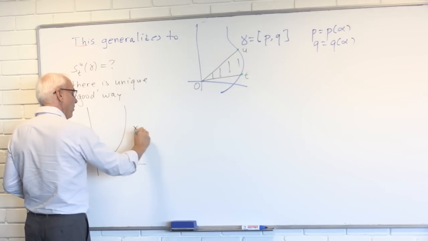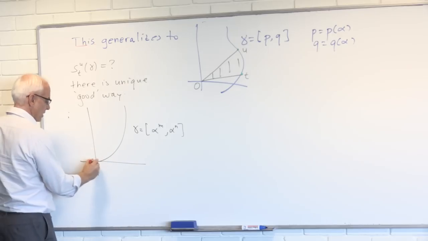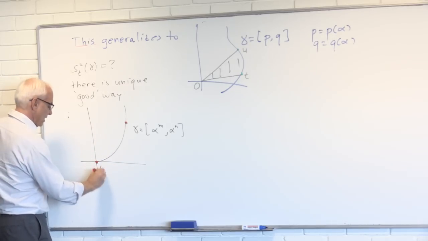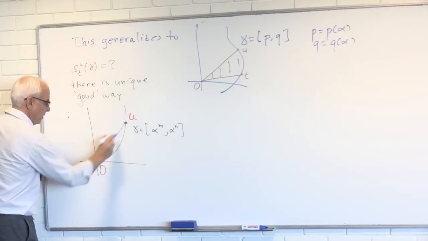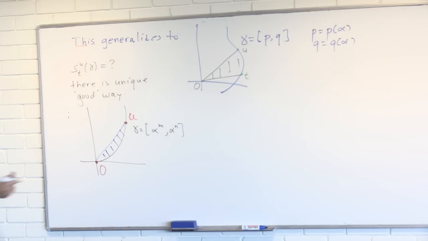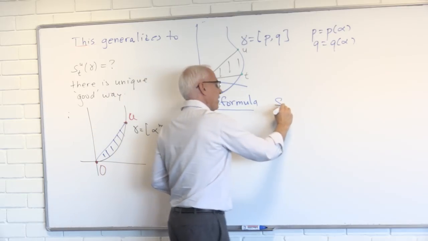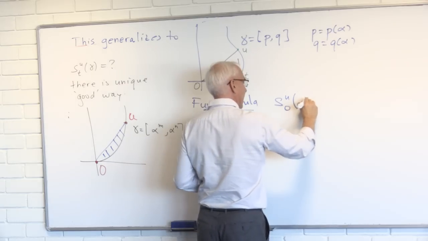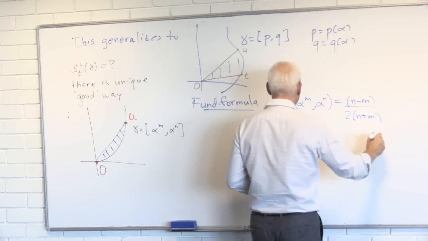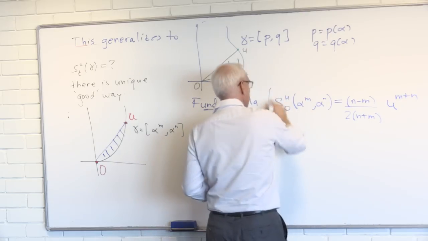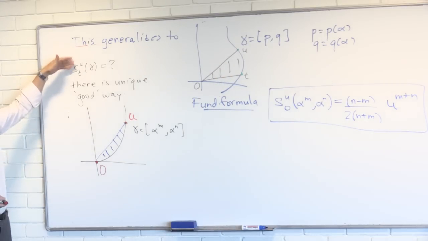And so we end up getting the crucial formula, which, let's say you have a particularly simple curve given by gamma equals, say, alpha to the m and alpha to the n, two pure powers, let's say from 0 to u. Then the signed area of this thing is geometrically represented by that thing there. So this is the fundamental formula: the signed area from 0 to, say, u of alpha to the m, alpha to the n, is n minus m over 2 times n plus m, times u to the m plus n. So that turns out to be the unique way of defining it, which is consistent with the linear approach.